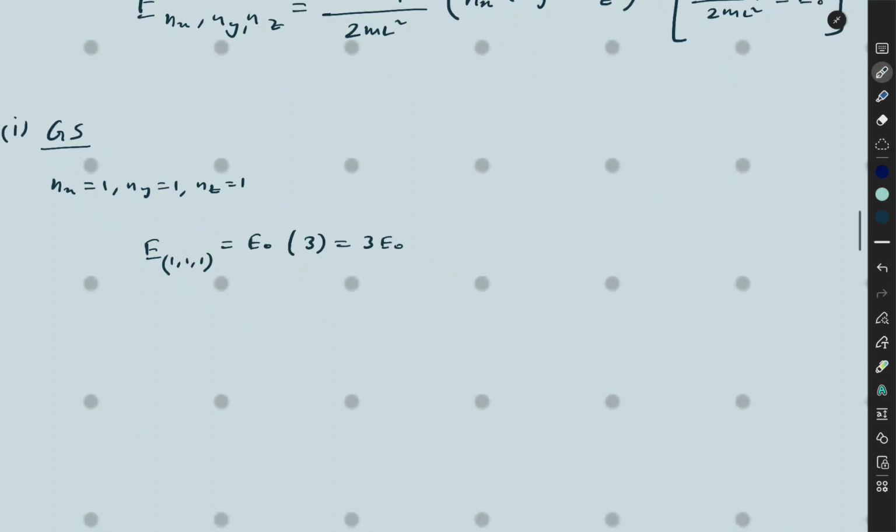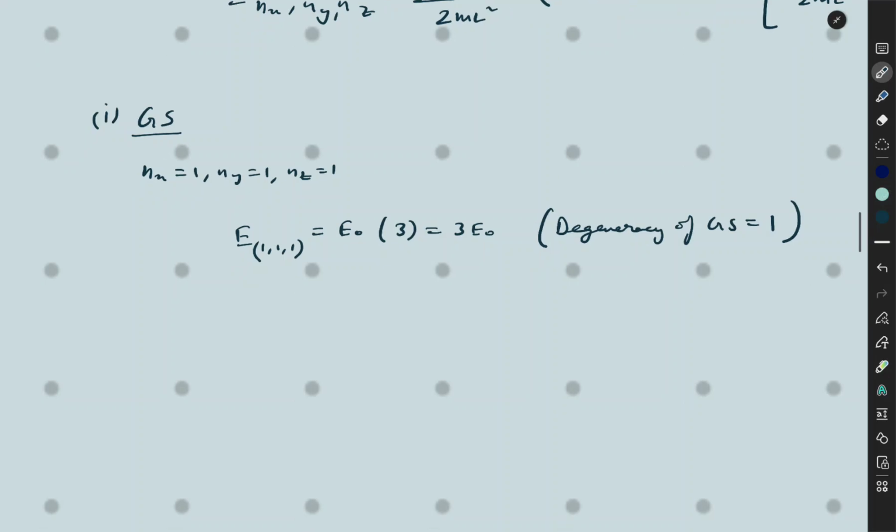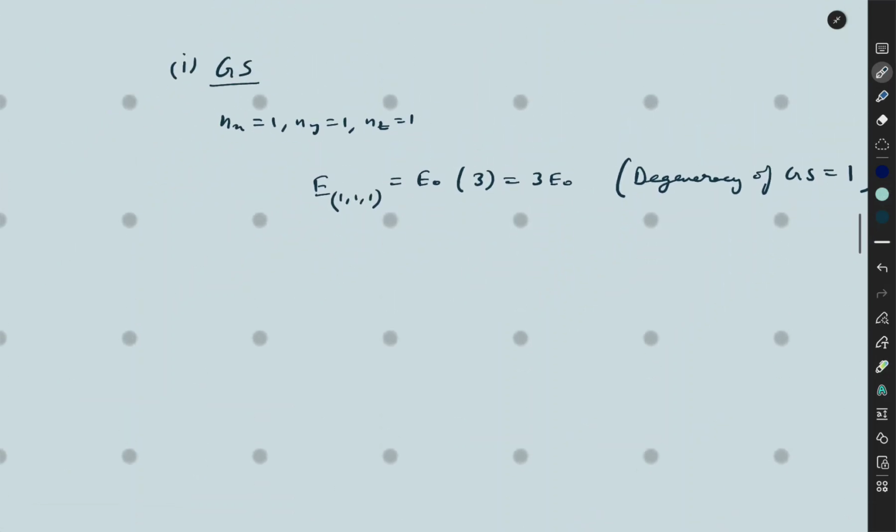So therefore the degeneracy of the ground state is equal to 1, or that is non-degenerate, because degeneracy means, as we have discussed, that different sets of quantum numbers have the same energy. So here only one set of quantum numbers has the energy.